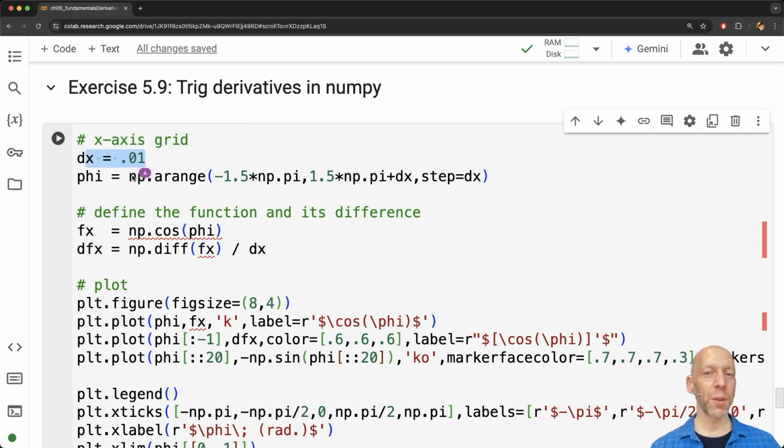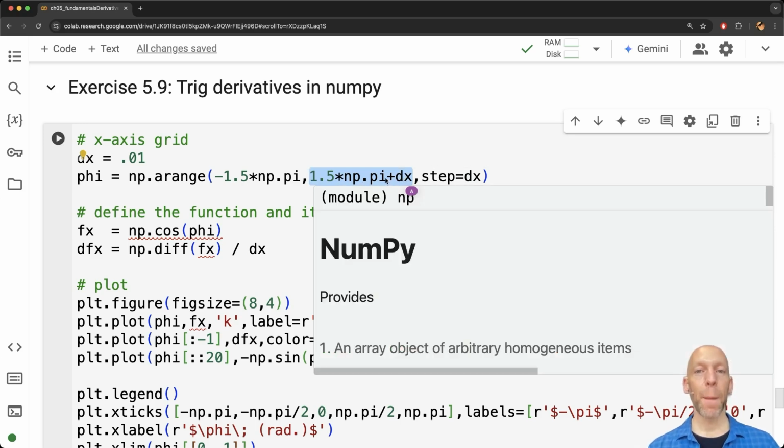And now here, instead of using numpy.linspace, I'm using numpy.arange. And I'm going to go from minus 1.5 pi to plus 1.5 pi in steps of dx, or d phi, or delta phi. Now notice here that I'm actually specifying the upper bound to be plus dx. So 1.5 pi plus dx.